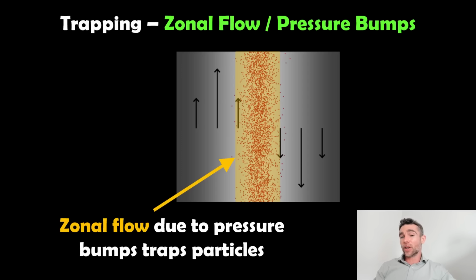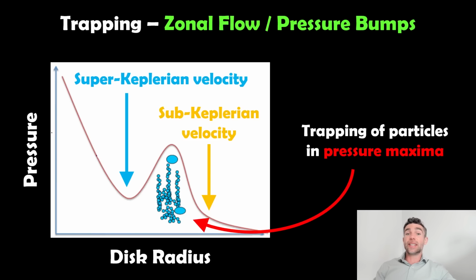Now, an example of these zonal flows can be seen in Jupiter's cloud structures, which I'll show you in a minute. But just to give you an idea here, we've got a graph showing the pressure versus the radial distance of the disk from the central protostar. And you can see where the super Keplerian velocity would be, the sub Keplerian velocity, and then you get this pressure bump in between them, which is trapping your particles. So the trapping of particles happens at this pressure maxima.